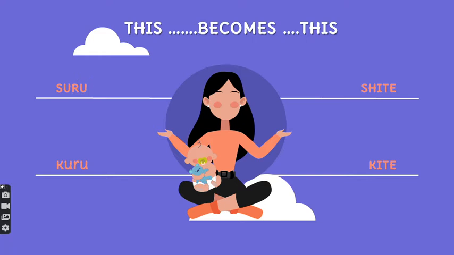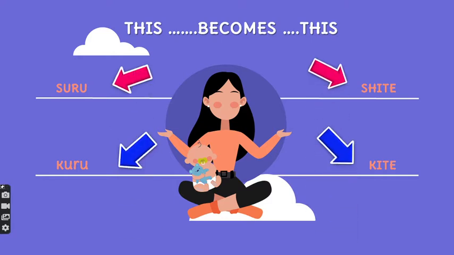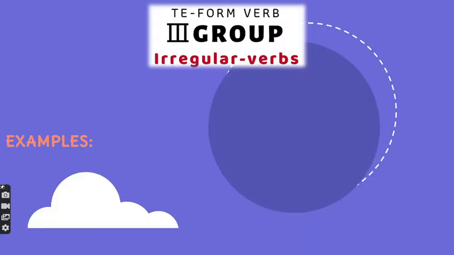I will tell you later. But for now, I would say, okay, memorize it. I think two verbs are not a big deal to memorize, right? So suru, shite, kuru, kite. Okay, suru, shite, kuru, kite. Say it twice and you will memorize it, I'm sure.